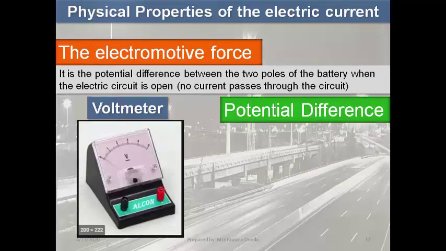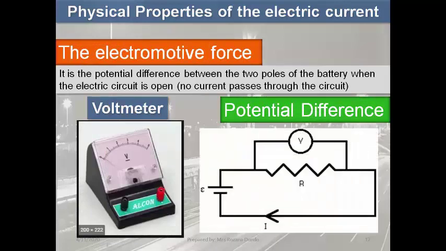Potential difference and the electromotive force are measured by a voltmeter, and the voltmeter is set up on the electric circuit in parallel. Let's carry on with the last physical property of the electric current.